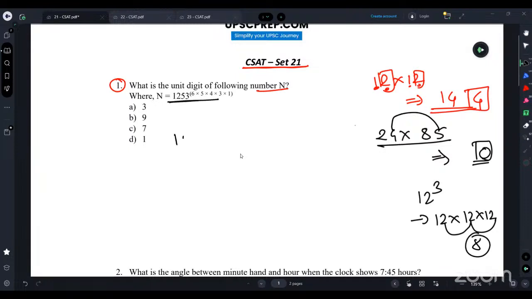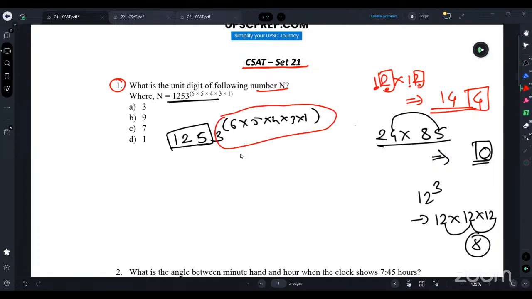In this case, 1253 raised to 6 into 5 into 4 into 3 into 1, the last digit doesn't depend on the 125, right? You have to think only about 3 raised to 6 into 5 into 4 into 3. So let's see what the power of 3 will be here. 6 into 5 is 30, 3 fours are 120, 120 into 3 is 360. So that will basically be 3 raised to 360.